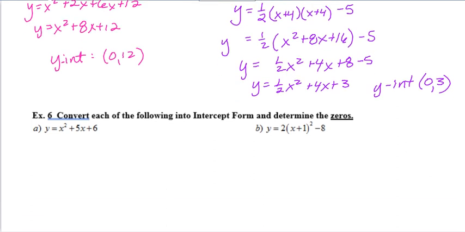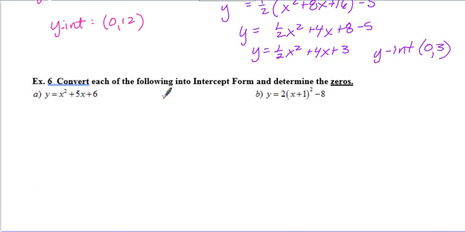All right, so we converted two forms back into standard form. Let's see what we're asked for in example 6. Convert everything into intercept form. So it sounds like we need to do some factoring. To get to intercept form, we need to do some factoring. So let's see here. We are in standard form, and we must get to factoring into intercept form.